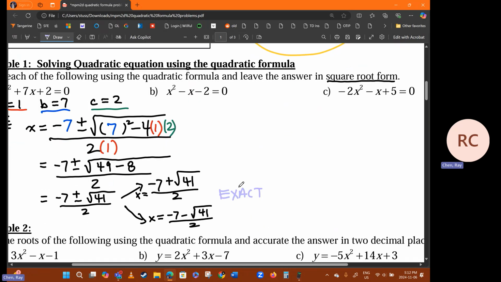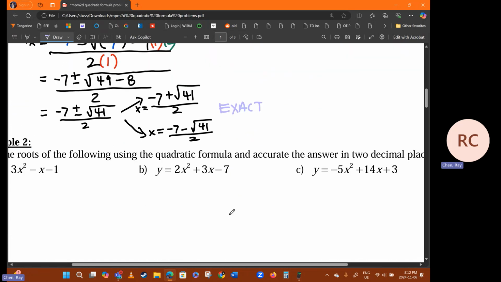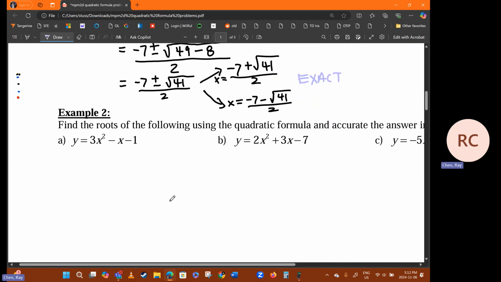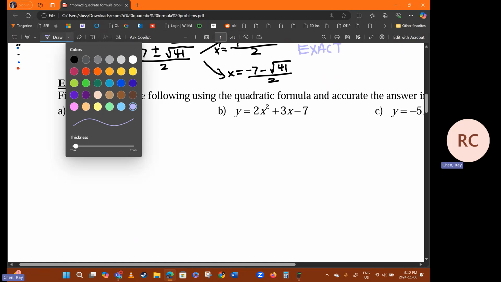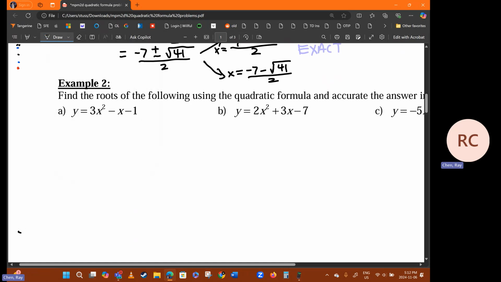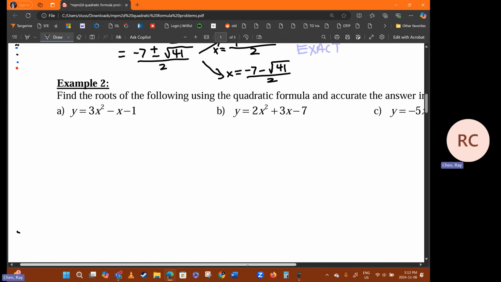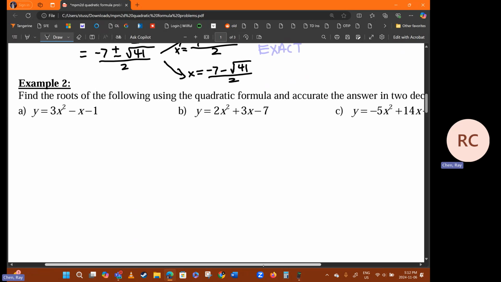But let's try using our calculator for the next one. We'll try to do question example 2A. So we'll do the same thing that we were talking about. Again, I think a lot of you understand. Pause the video if you're having trouble. This question is y equals 3x squared minus x minus 1. And we'll try to get it accurate to 2 decimal places.